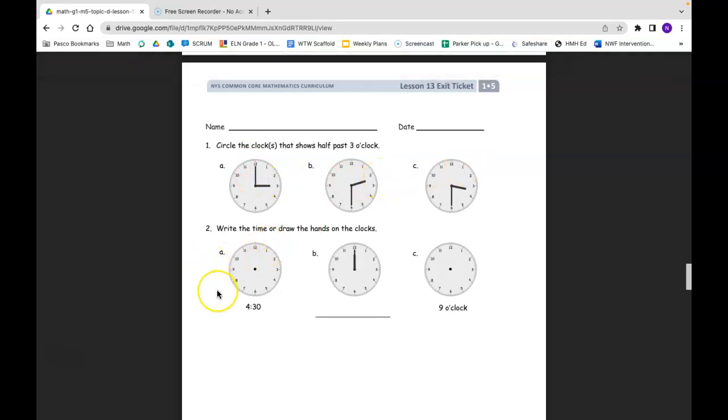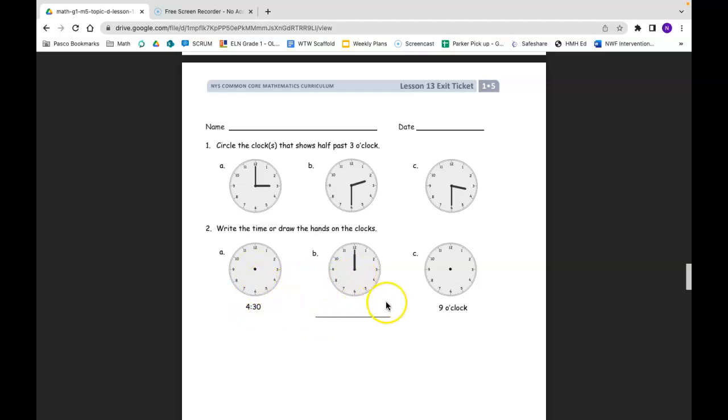Then for this one down here, you are either going to draw the time that the clock shows, or you are going to write both hands onto this clock to show this time. So you will see that this clock wants you to show 4:30. So I want you to draw the minute hand and the hour hand to show 4:30 on this clock.